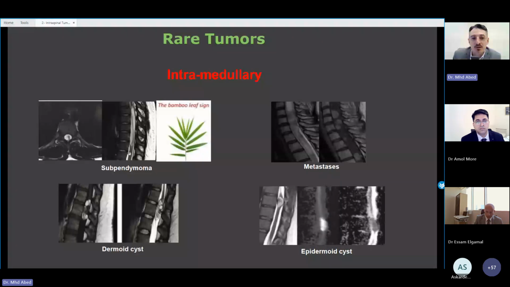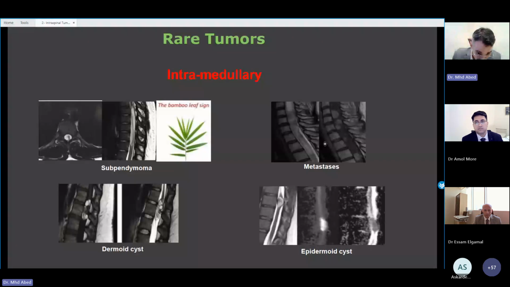And there is also the dermoid cyst and epidermoid cyst. The dermoid cyst will be high signal in the T1, and the epidermoid cyst, we have to think about it if we see any restricted diffusion. And also intramedullary metastases are seen, but rare.